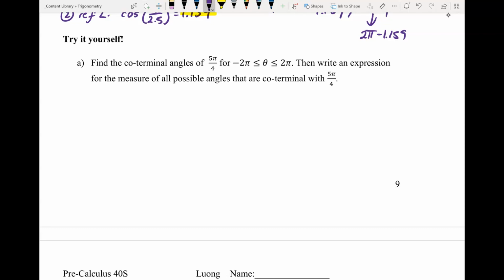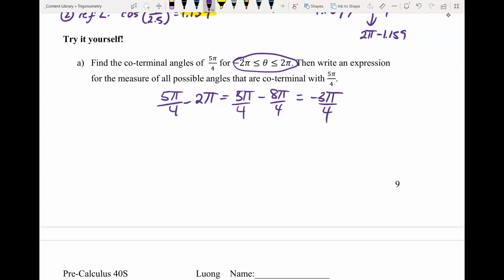Very similar to example 3a, we don't want to add the 2 pi in this situation just because of our domain. If we did that, we'll be outside of our domain, so I'm going to subtract 2 pi from 5 pi over 4 to find our coterminal angle. Then I'm going to multiply 2 pi by 4 top and bottom so I can have a common denominator, which is negative 3 pi over 4. So that is our coterminal angle within our domain of negative 2 pi to 2 pi.